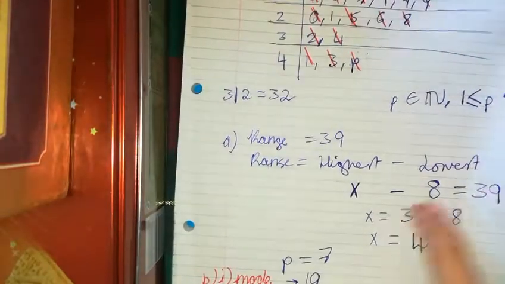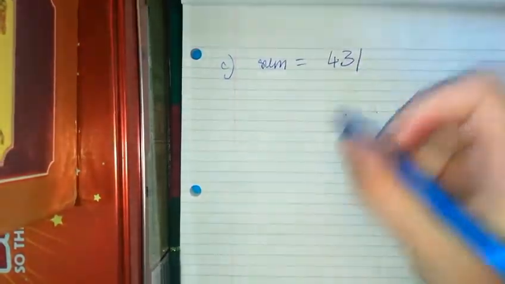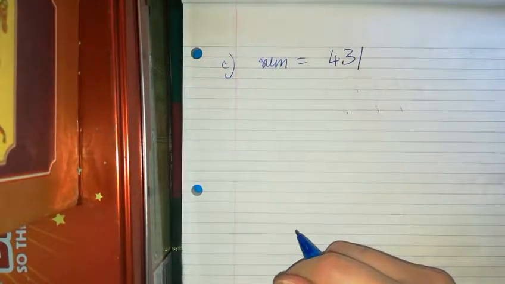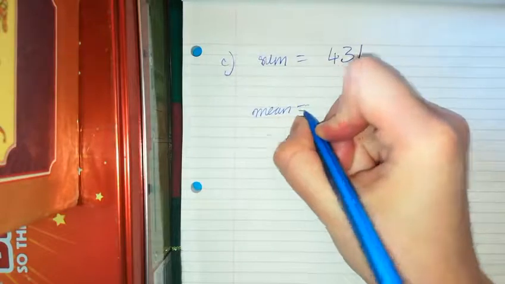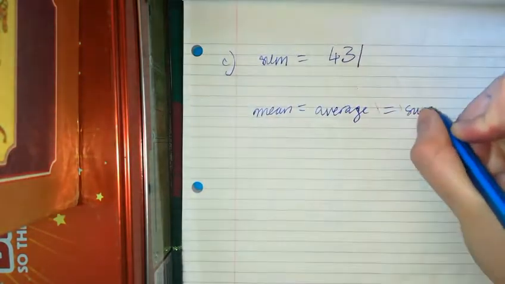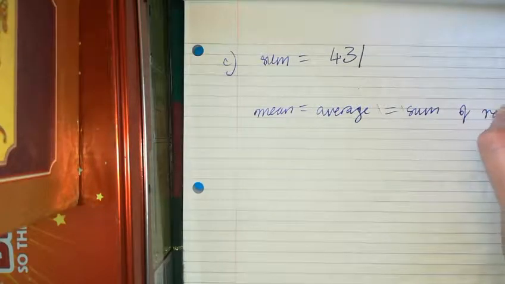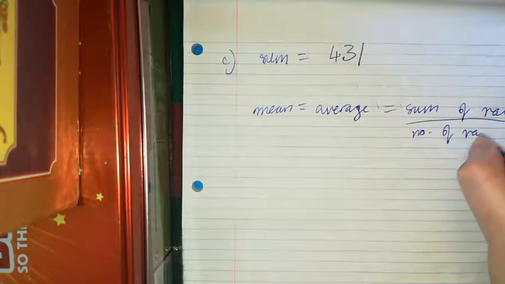So the next part they're telling us is the sum of the data in the stem and leaf diagram is 431. Use this fact to find the mean of the data correct to 1 decimal place. So the mean is also known as the average. So the average is the sum of the values divided by the number of values.